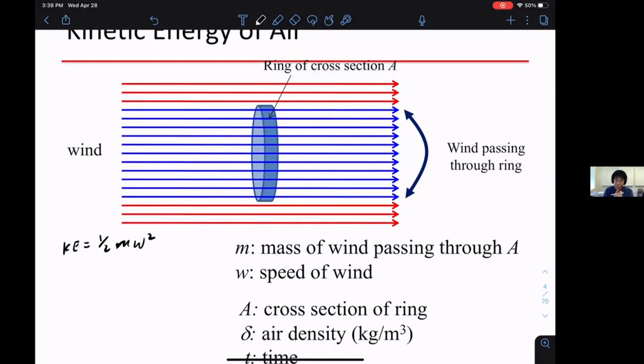So how do I relate this mass to something like cross-sectional area A? We build a turbine, we know what the cross-sectional area is, we know how fast the wind is moving. We don't really necessarily know what the mass is, or we don't really think of things in terms of mass. So how do I relate m to something like A? Any ideas?